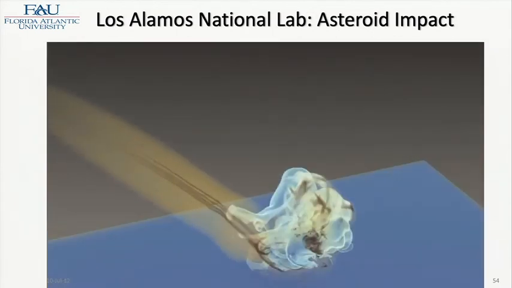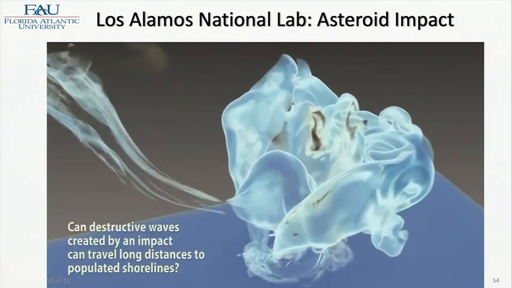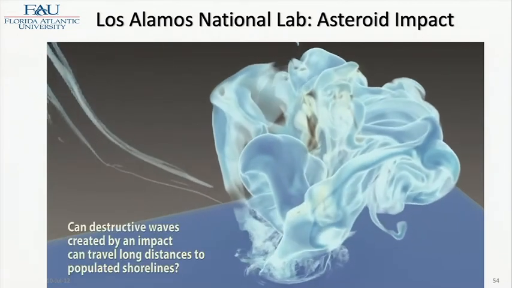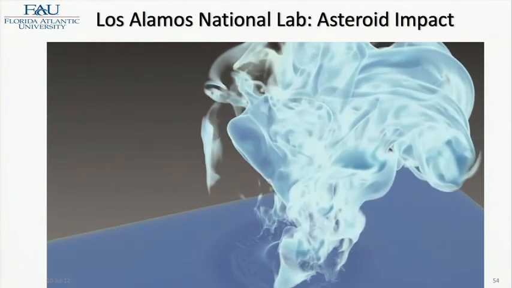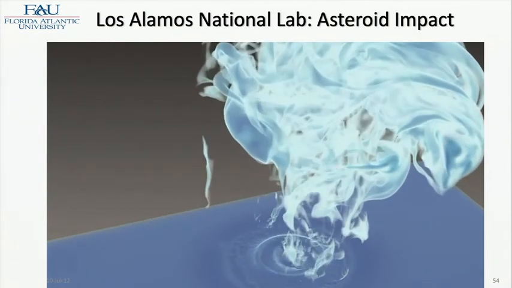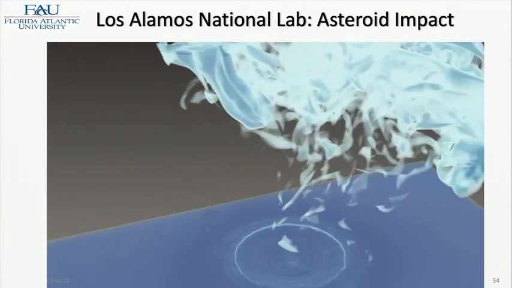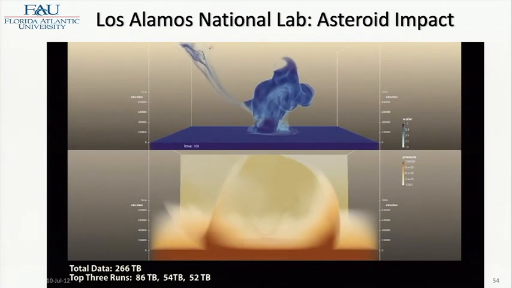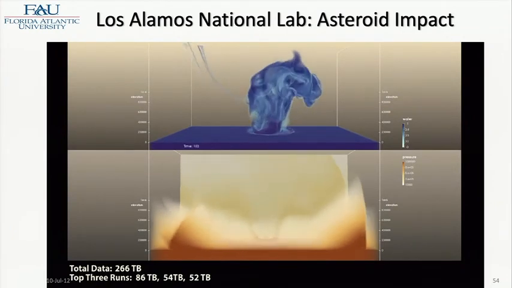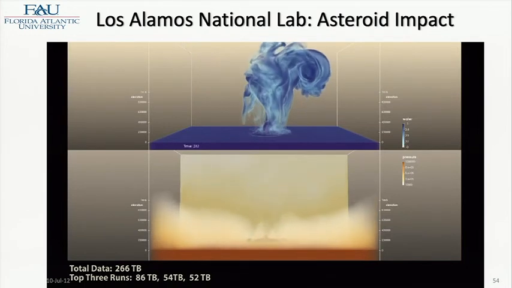The threat from an ocean impact far from land is more difficult to assess. In particular, we want to know if destructive waves created by an impact can travel long distances to populated shorelines. To understand these threats, NASA held the second international workshop on asteroid threat assessment, focusing on asteroid-generated tsunamis. As part of this effort, scientists from Los Alamos National Laboratory are using high-performance computing to investigate how an asteroid's kinetic energy is transferred to the atmosphere and ocean.